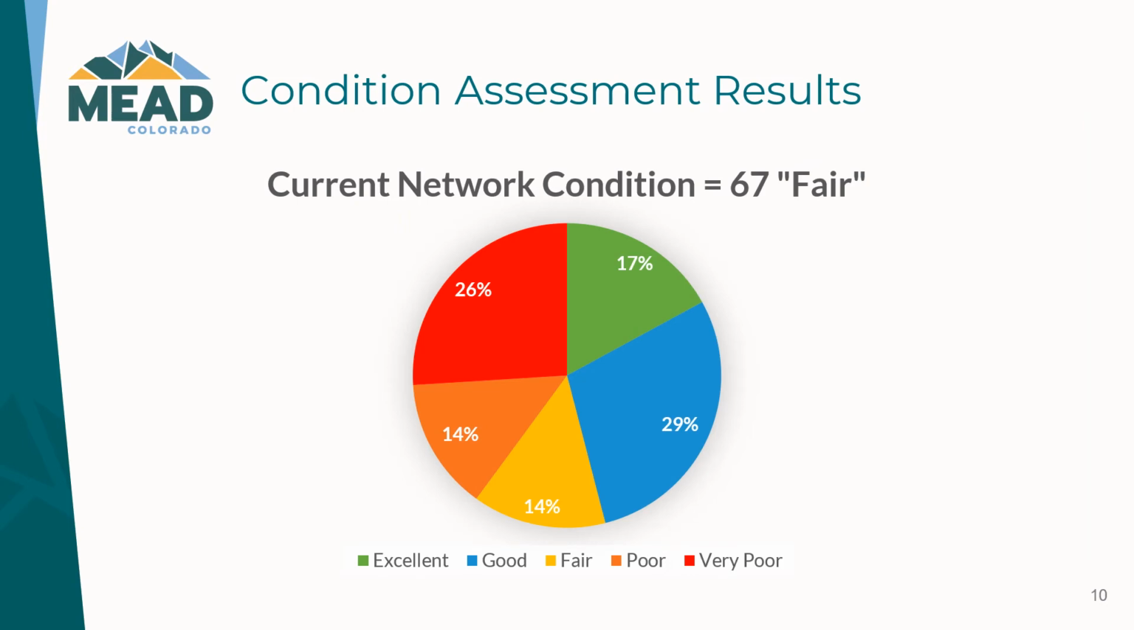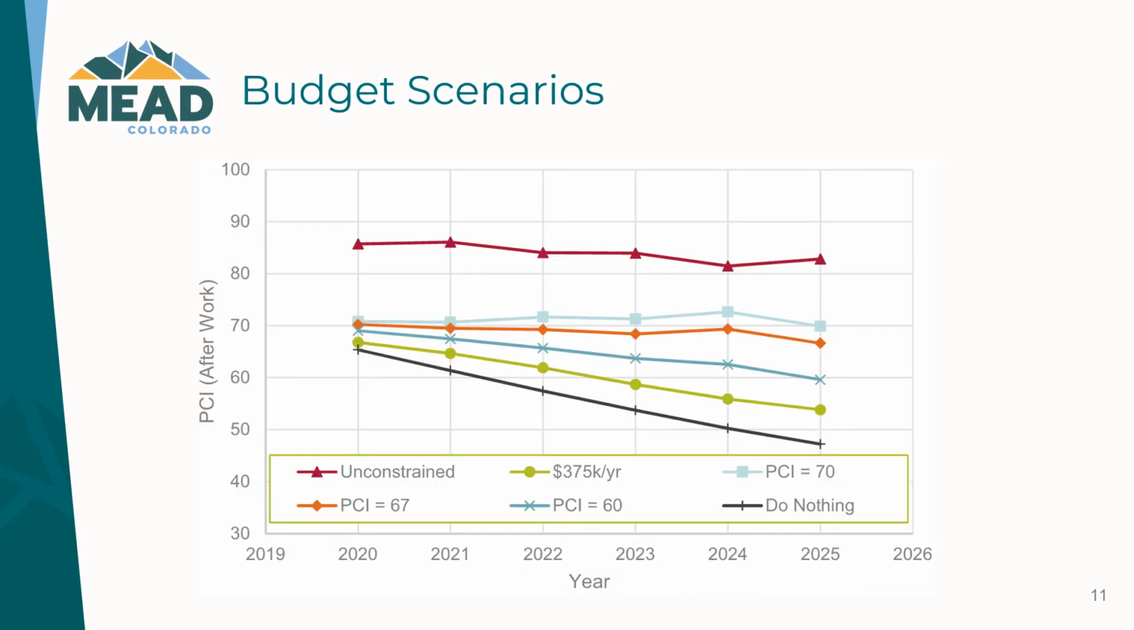So here's the actual results from our condition assessment. Our network as a whole has a PCI of 67, which is in the fair category. Now looking forward, we'll project our current condition based on a variety of different budgets. So the lines on this graph represent different budget scenarios, and based on that budget, what happens to the network condition number over time. So if we start at the bottom, the dark black line is the do nothing scenario.